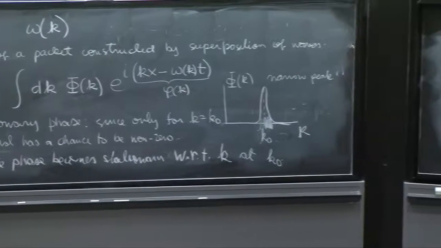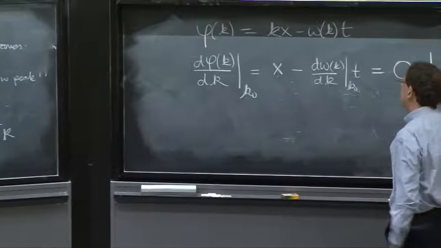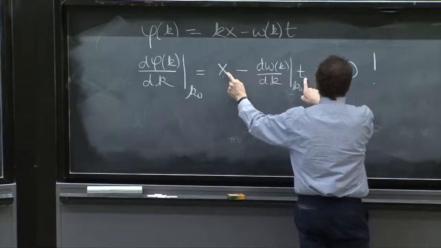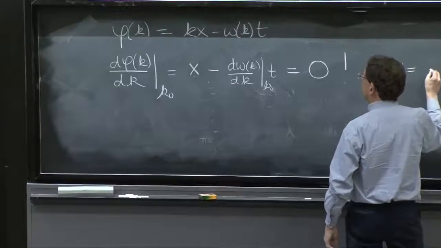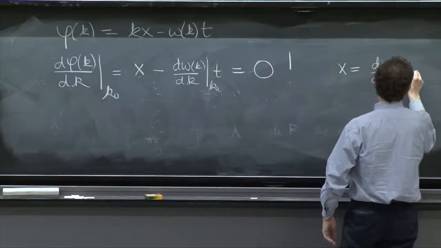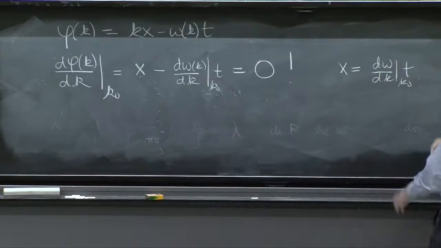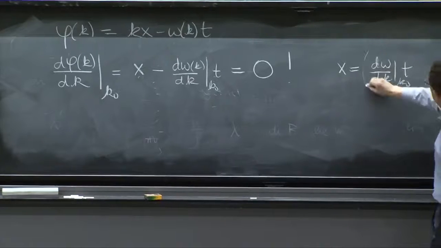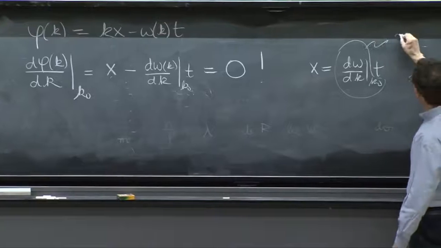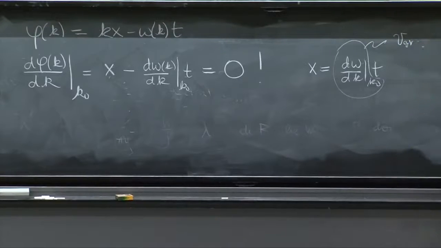The hump in this packet will behave obeying this relation. So x is equal to d omega dk at k naught times t, and it identifies the packet as moving with this velocity, x equal velocity times time. So this is the group velocity. End of the answer by stationary phase. Very extremely simple.